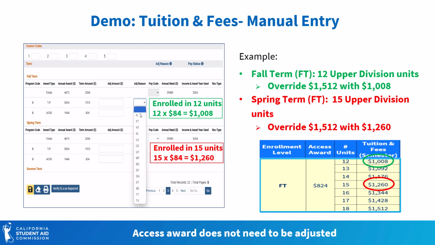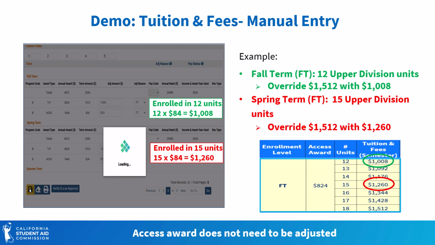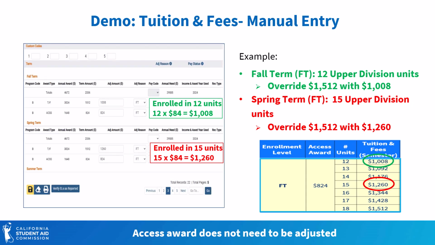Here we report full-time enrollment. Web Grants automatically reports the dollar amount at 18 unit level, which is incorrect, so we override it. And then we do the same thing for spring. Change that 1512 to 1260. And then that's it. That's all there is to overriding those tuition and fees award amounts.